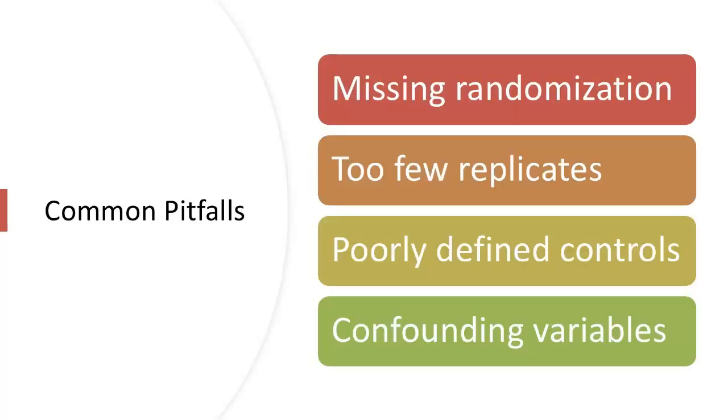A few common problems to avoid. Not randomizing introduces bias. Too few replicates reduces power. Poor or missing controls lead to ambiguous results. Confounding variables hide the true treatment effect.